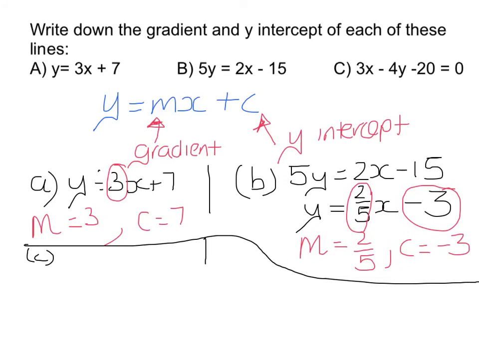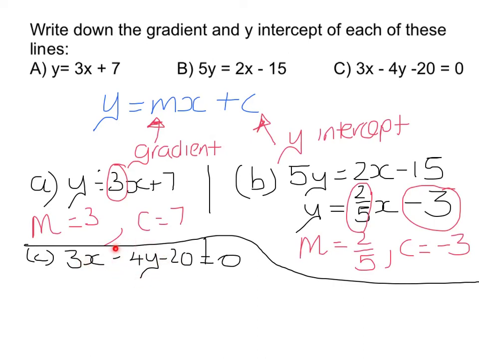The third example here, 3x minus 4y minus 20 equals 0, is not in the general form at all. So we're going to have to do a lot of moving things around. Essentially I need the y to be on its own and everything else to be on the other side of the equals. So the first thing that I'm going to choose to do here is I'm going to move this y over to this side here, and I'm going to leave just the numbers and x's here.